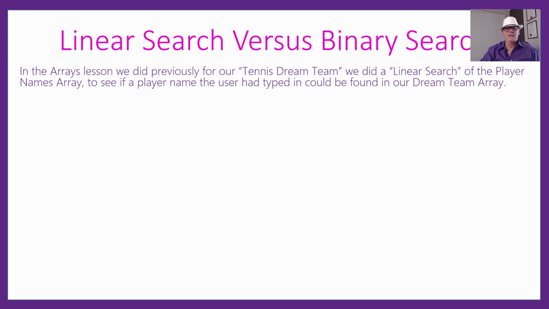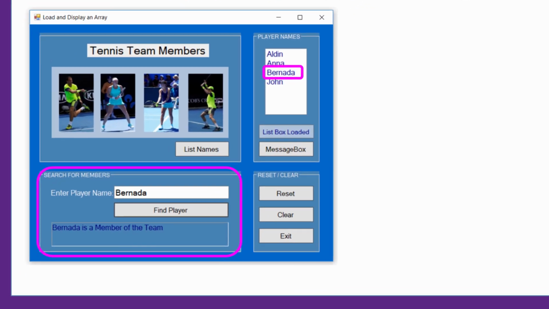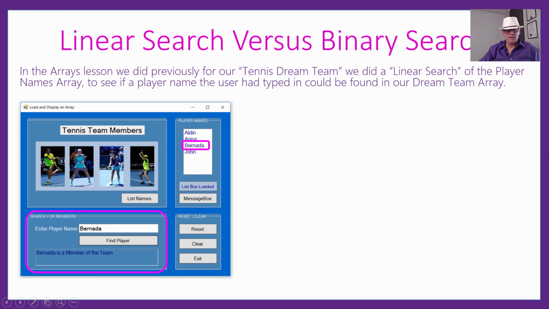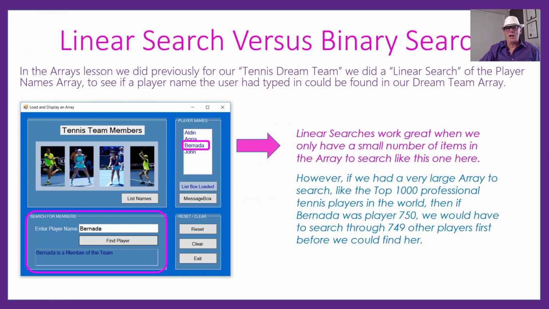So in our previous lesson, when we had our tennis dream team arrays lesson, which you should have done already if you've been following along with the course, we had a search function. So we were displaying what was in the array here. And if you searched for Bernarda and clicked on Find Player, it would tell you Bernarda is a member of the dream team, because it found her in the list of people in the array. So that's a linear search. And look, they're great when you don't have a lot of data to search for, and it's a very simple algorithm and easy to code. So that's definitely the way to go.